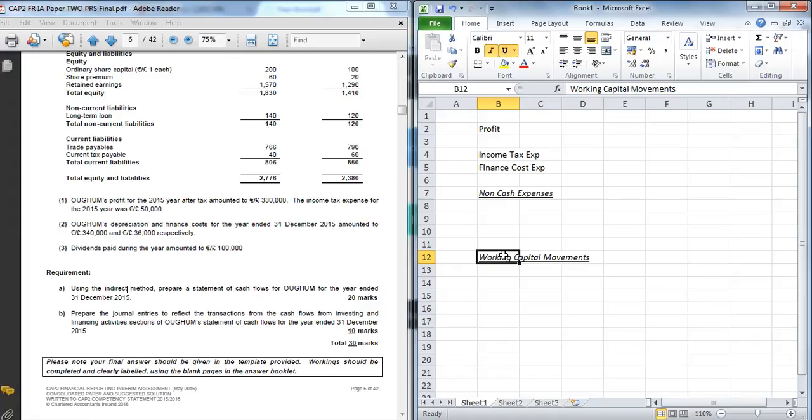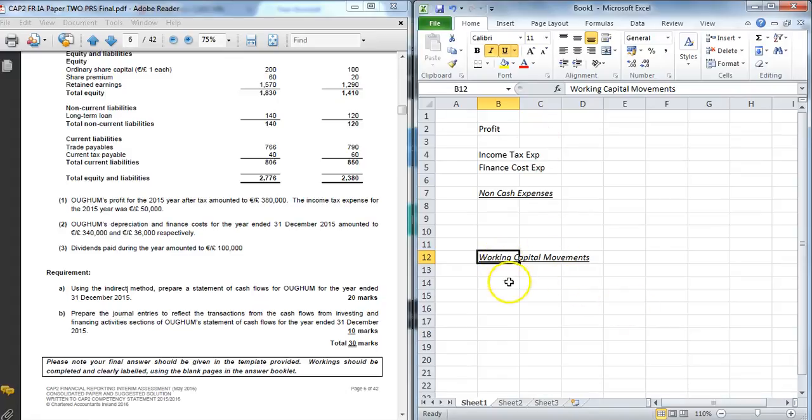So working capital movements involve inventory, trade receivables and trade payables. If they move, and you'll know from your CAP1 finance, if working capital moves, that is good or bad for cash flows. And that's what essentially you're doing here. We're looking at the movement of working capital and how that is impacting the cash flows for the year.